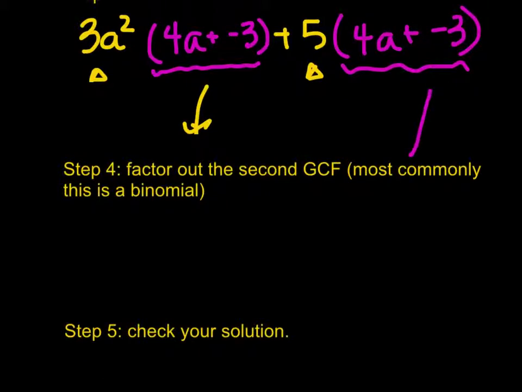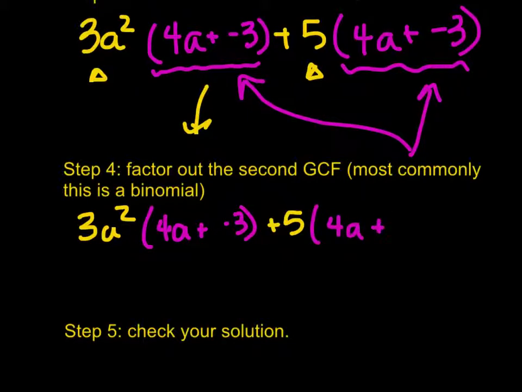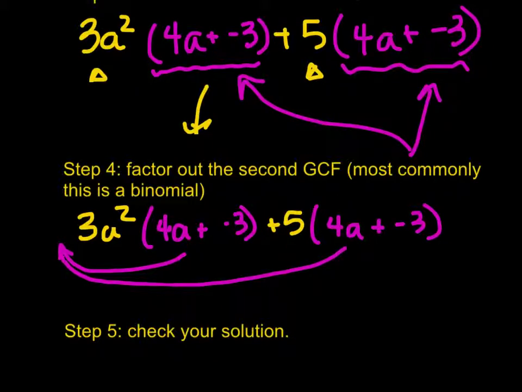And that's exactly what these are. These are binomials. They are two monomials put together, added together. So we need to factor this out, and we can factor them out quite simply. So let's rewrite this equation: 3a squared times 4a plus a negative 3, plus 5 times 4a plus a negative 3. And we can factor them out in any way, shape, or form. We might as well take them to the front again, just like we have in the past.